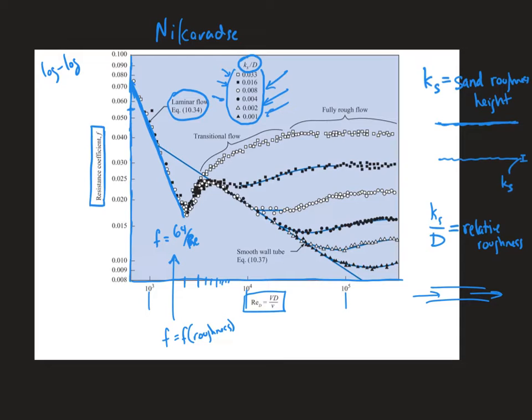Now, these are the low Reynolds numbers, so that's laminar. Over here we get turbulent.